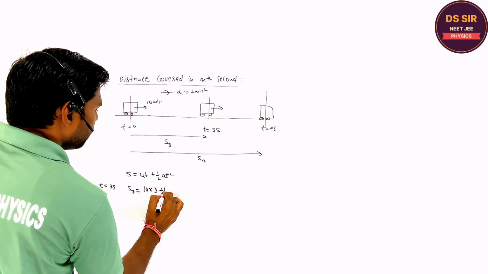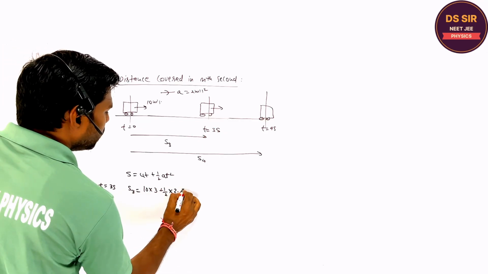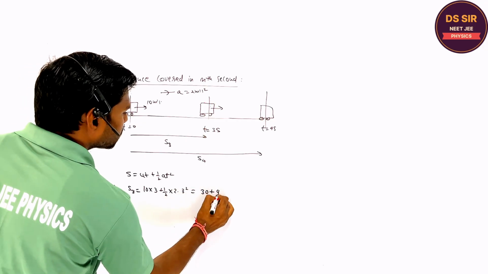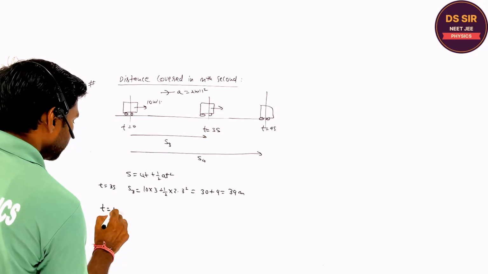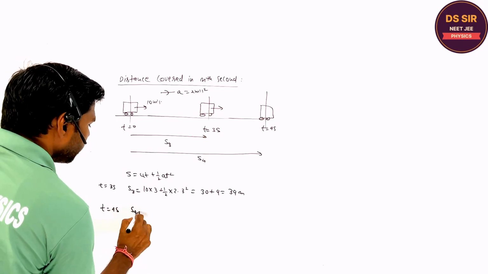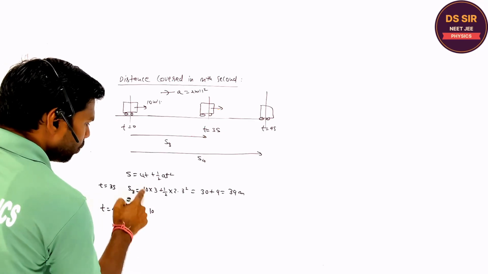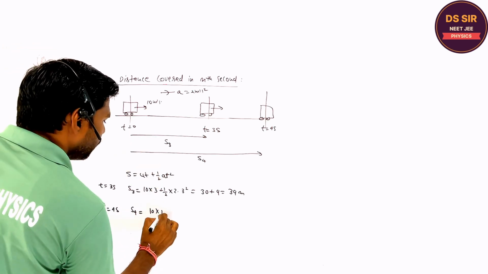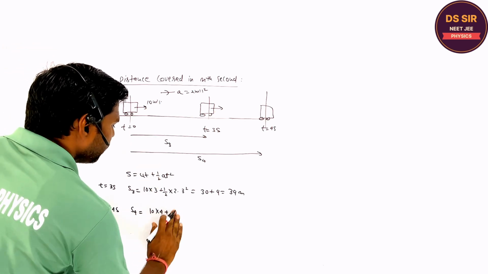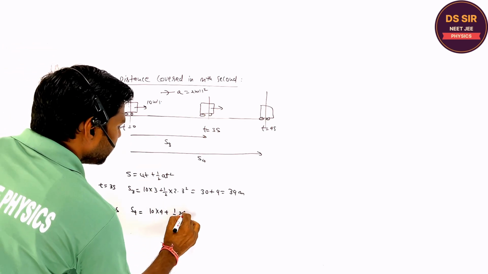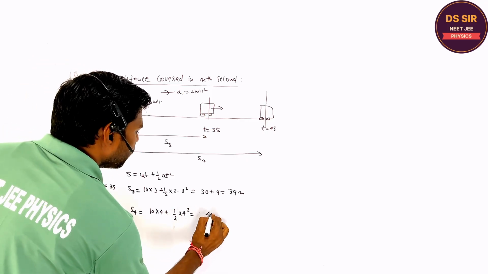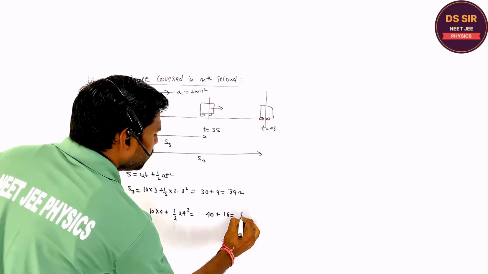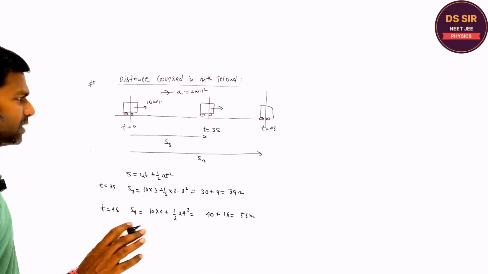Say 3 plus half 2 into 3 square. 30 plus 9 is equal to 39 meter. Right. And 4 second, what is the distance covered in 4 second? u is 10 into 4 plus half a into 4 square. So this is 40, fine, plus 16 is equal to 56 meter. Is it clear or not?